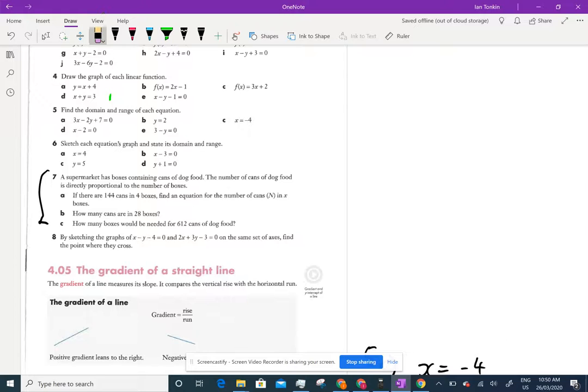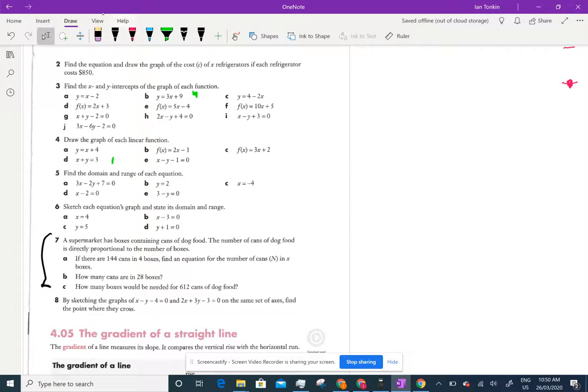Now, let's read this question, because this is how I think the common content is going to come at you from the standard course. So what have we got? A supermarket has boxes containing dog food. The number of cans of dog food is directly proportional to, that means it's going up at a constant rate, the number of boxes. If there are 144 cans in 4 boxes, well, first of all, let's write an equation. And they've given us the variables, n and x boxes. So n equals some number, k, times x, because they're in direct proportion.